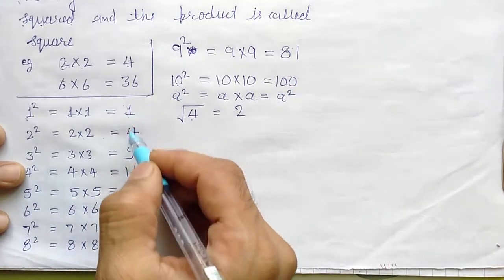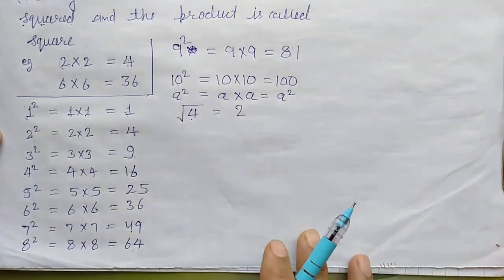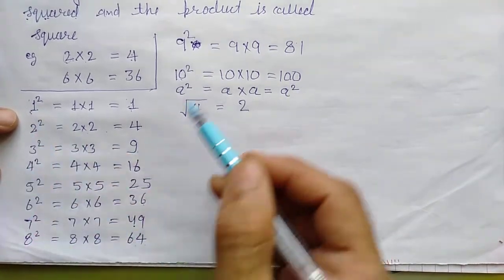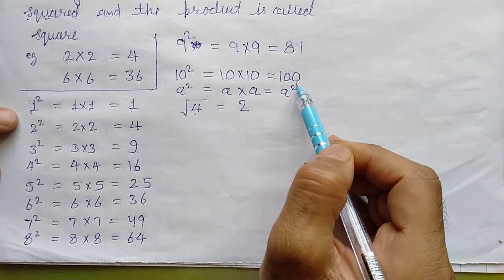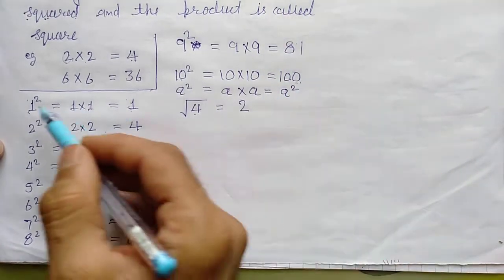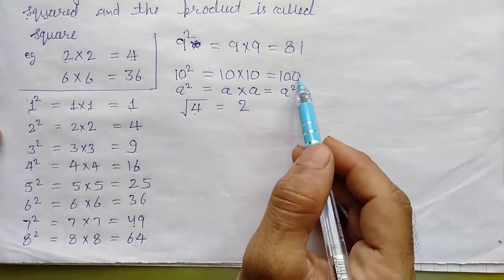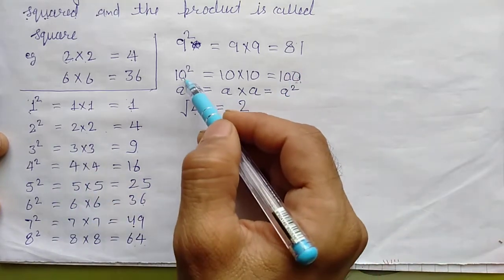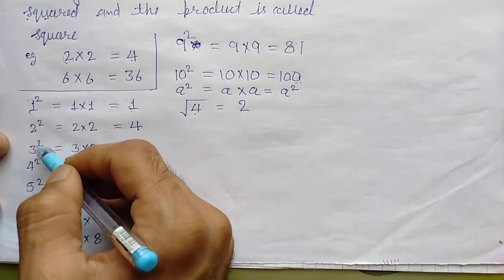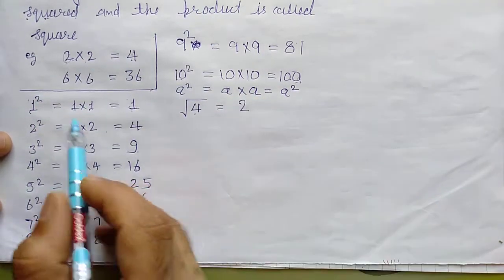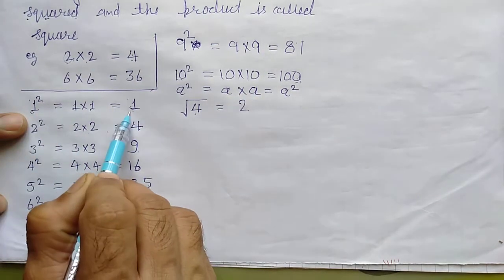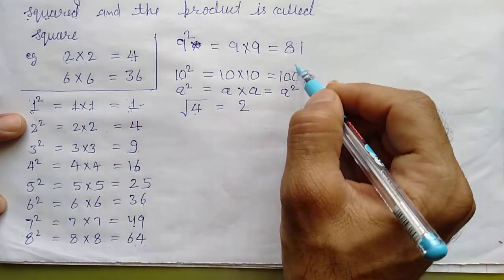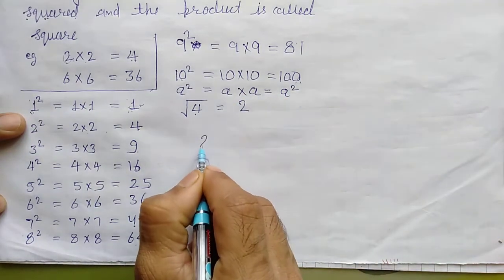Now see, any number in the world will end with one of these digits only: 1, 2, 3, 4, 5, 6, 7, 8, 9 and 0. At the ones place any one of them can come. Any number you may take, any one of them can come at the ones place: 0, 9, 8, 7, 6, 5, 4, 3, 2 or 1. Now see, when we get a square, 1 is coming. 2 is not coming in any square.